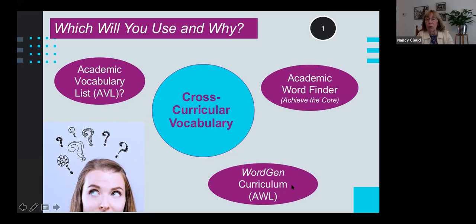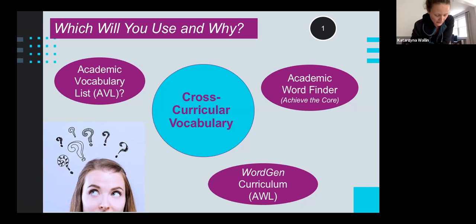Sure. So I did use this academic vocabulary list, which I really like. I was introducing the new unit, and I looked up two words from the video that students were watching. It was adversity and intimate.